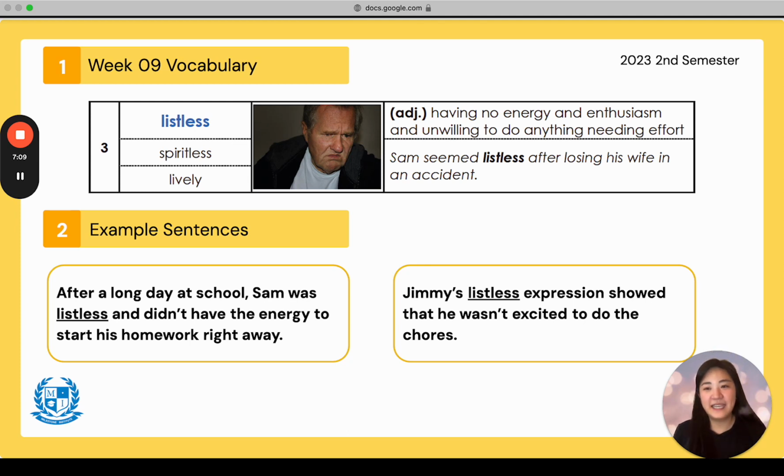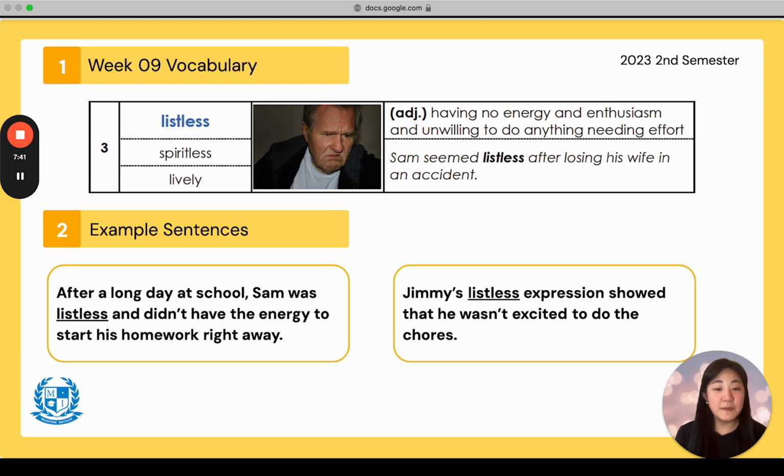Good. Example 1. After a long day at school, Sam was listless and didn't have the energy to start his homework right away. So here, I know school's so tiring and you come home and you're like, I just want to lay down and eat a snack. But then your parents maybe are like, you should do your homework. But you're just listless. You have no energy to do it yet. Maybe you could get more energy after eating a snack and resting a little bit.